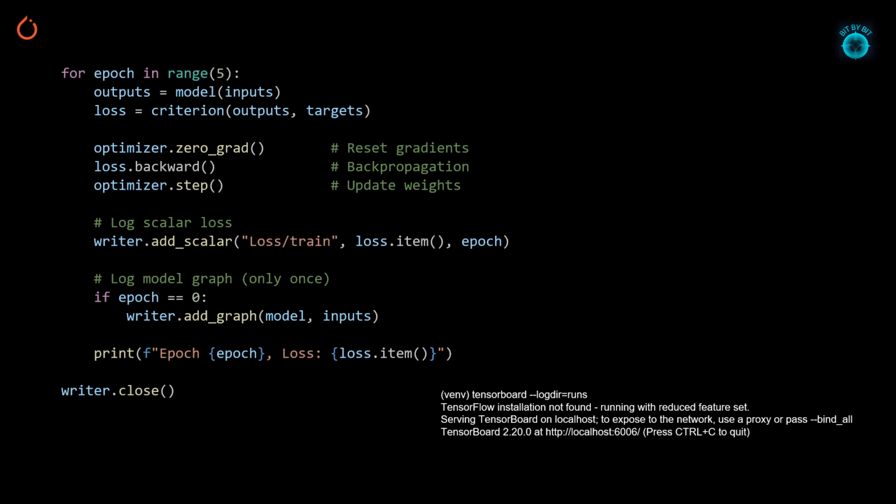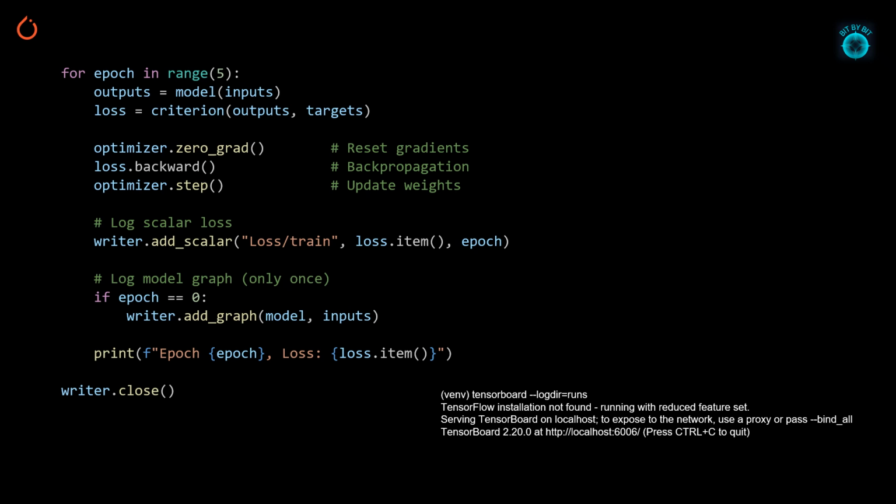Next, we enter a training loop for 5 epochs. Inside the loop, we make predictions using the model. Then we calculate the loss by comparing predictions with the targets. To log the loss, we call addScalar. We pass in the tag loss/train, the loss value, and the current epoch. On the first epoch only, we also log the model graph using addGraph. This lets you view the structure of the model inside TensorBoard. Finally, we close the writer at the end.